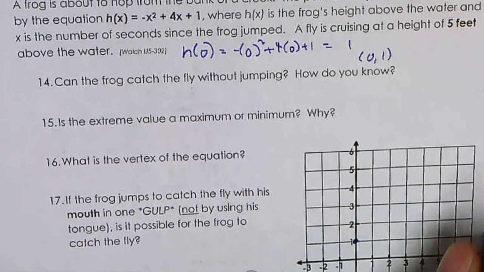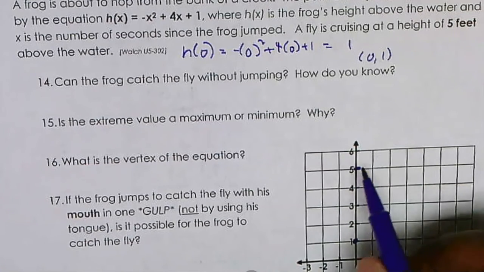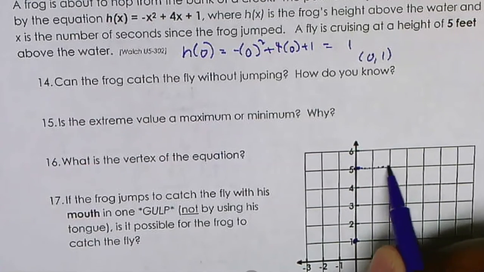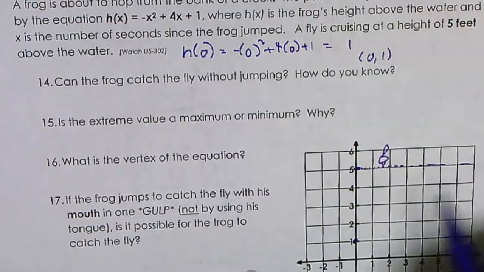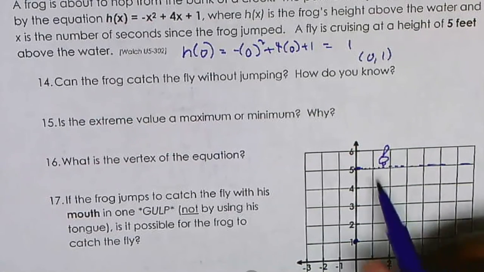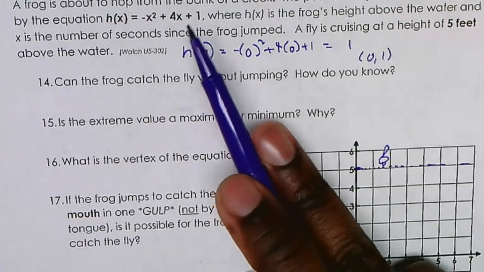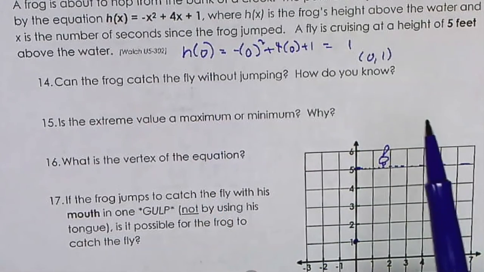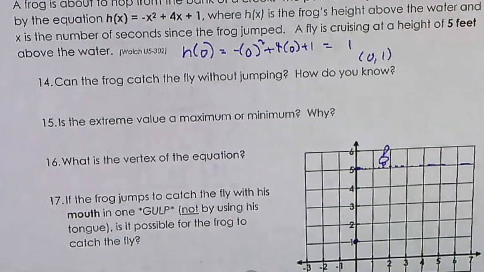So there he is. Here's a fly, and it's just cruising by 5 feet above the water. It's my little fly. And this frog is going to do some kind of a jump. I don't really know the path of this frog's jump, but if I could find his vertex, I could begin finding that path. For example, if I use that equation and found his vertex, this is what it would be.